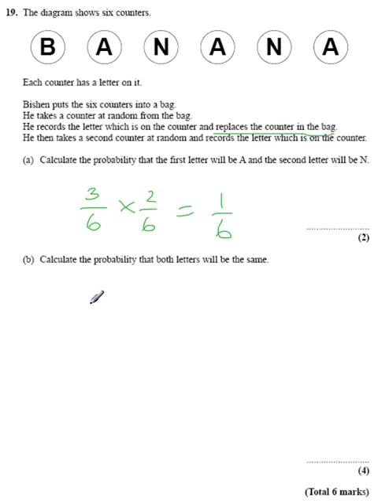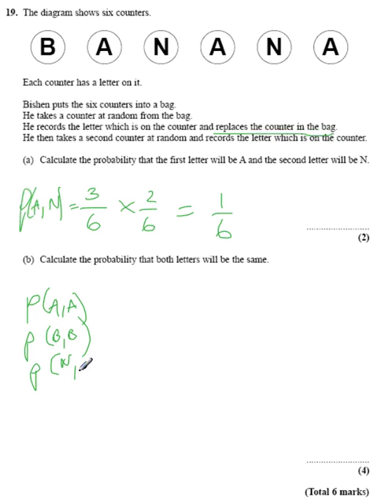Calculate the probability that both letters will be the same. So this is the probability for A followed by N. Well, probability that both letters are the same. How many different ways can he have the same letter? Well, he could have A followed by A. He could have B followed by B. And he could have N followed by N.